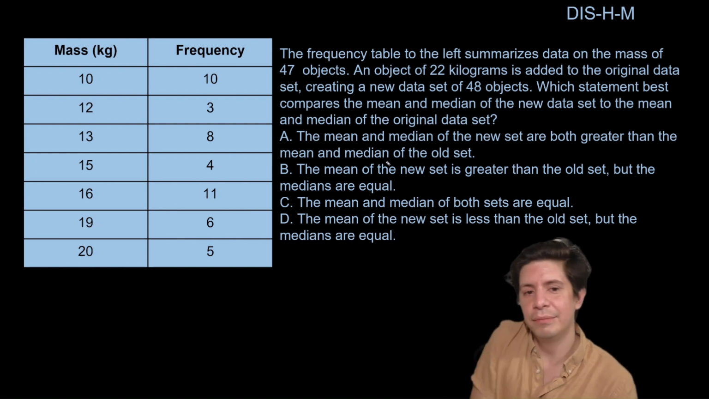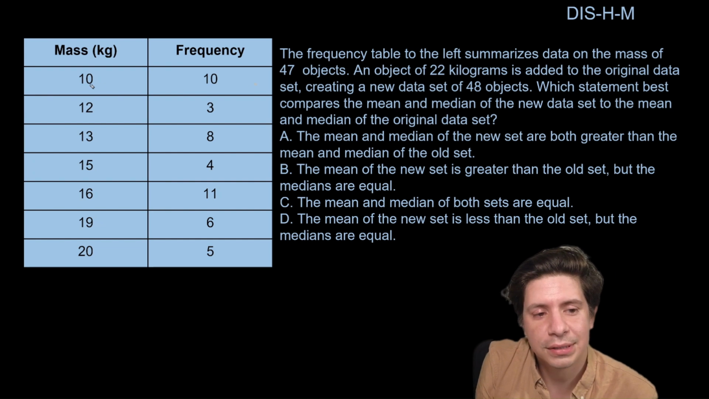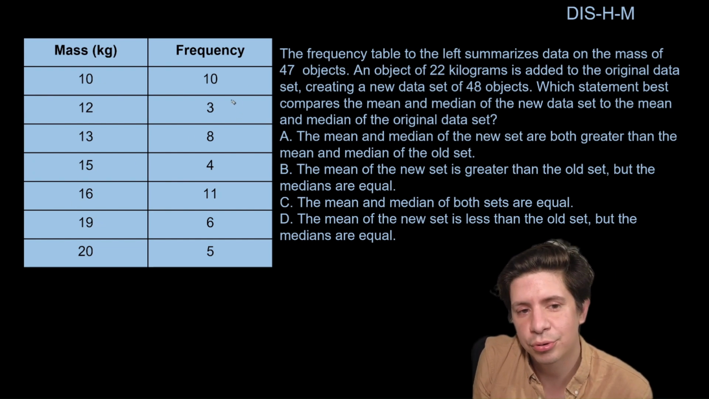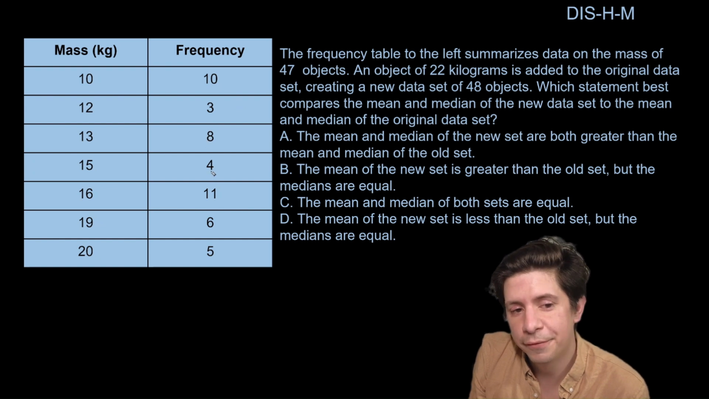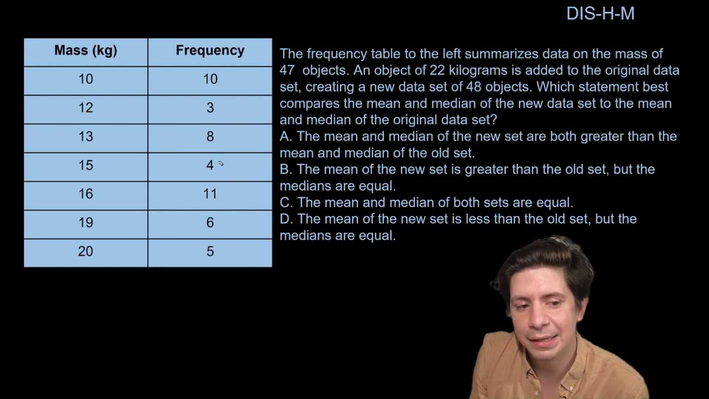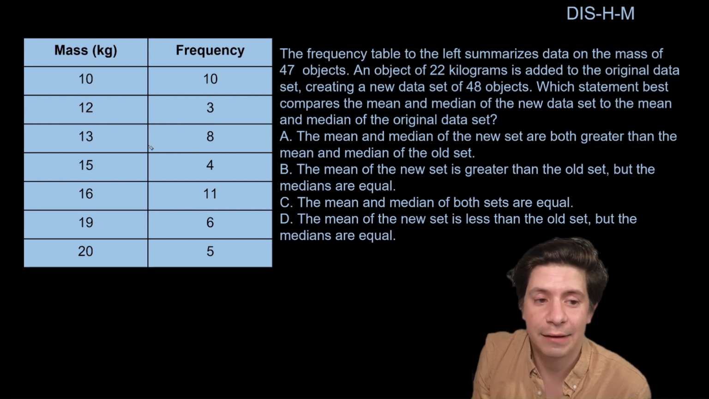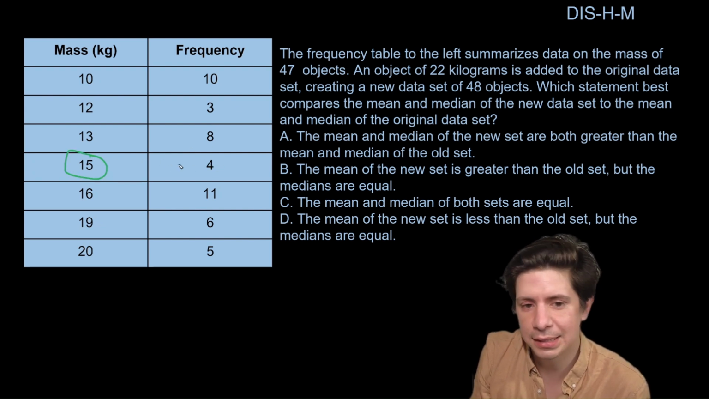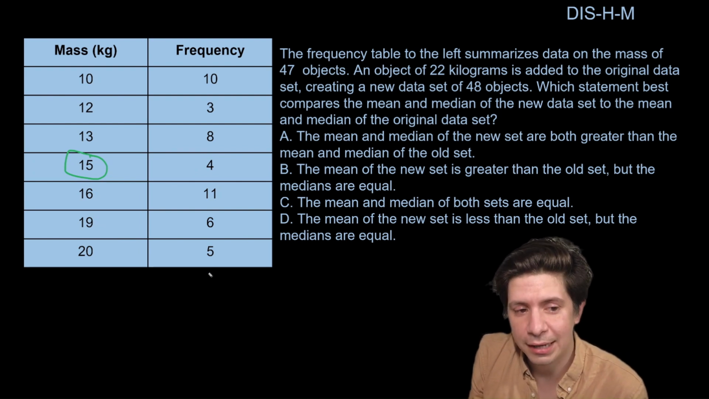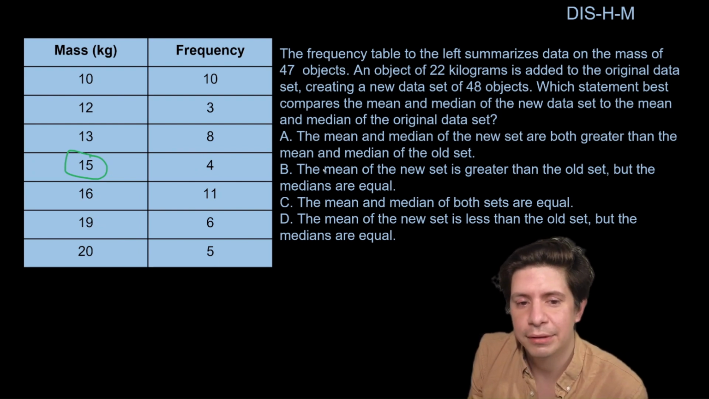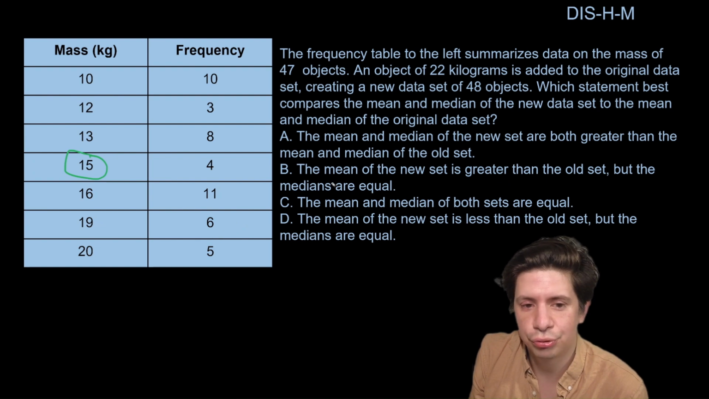The way we can find the median: 47 objects, ordered from least to greatest, so we'll go to the 24th object. So it'll be 10, 13, 21. The 24th and 25th objects are here. When we add in the new one, we're basically finding the 24.5th object, so it's still 15. It's staying the same. Then the mean of the new set is greater, yes, because we're adding a bigger number than we had, but the medians are equal. That is true, so it should be B.